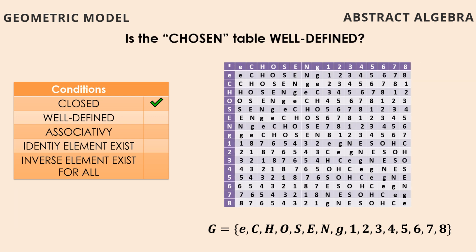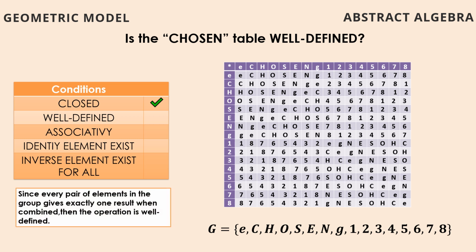Next, is the chosen table well defined? Since every pair of elements in the group gives exactly one result when combined, the operation is well defined.